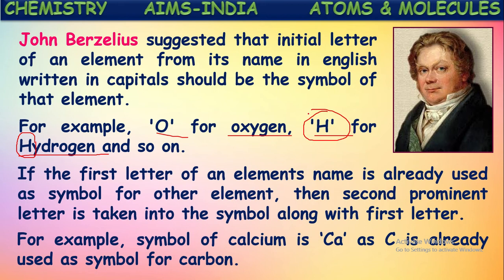Sometimes it may be the second letter, or third or fourth, whatever it is. For magnesium, G is actually the third letter. But while pronouncing, we get G as the second prominent letter. So by giving Mg, we can easily remember it as magnesium. That is why they have taken the second prominent letter G into its symbol as Mg. Okay.